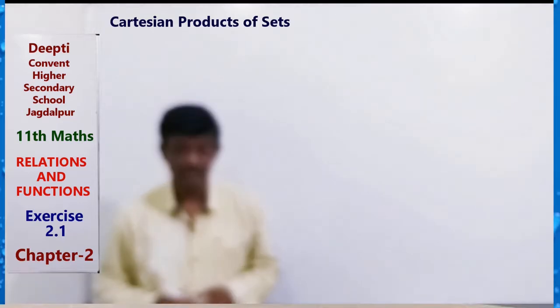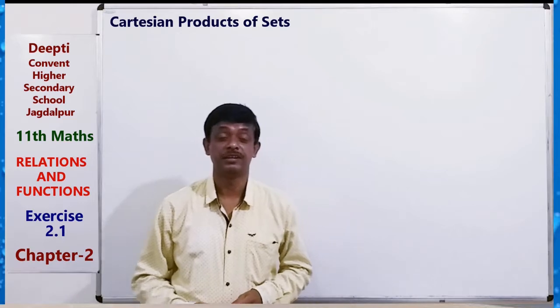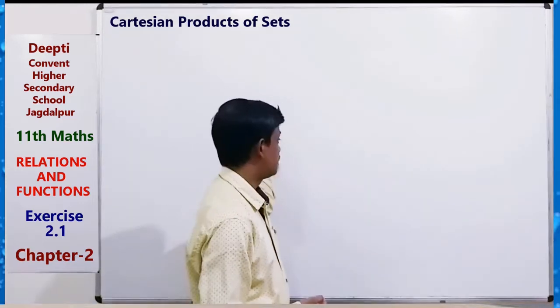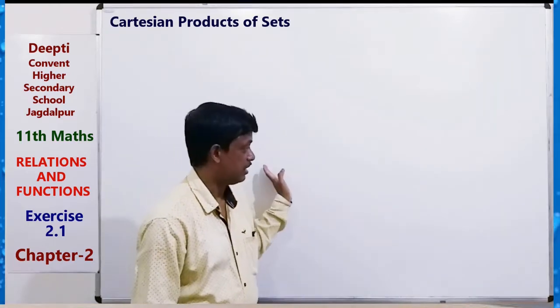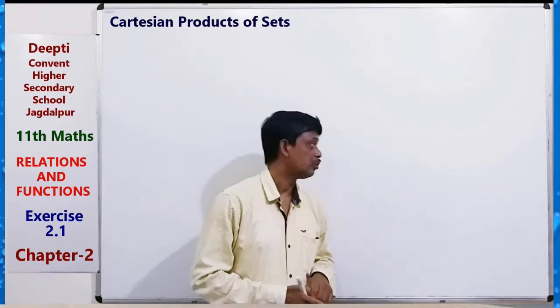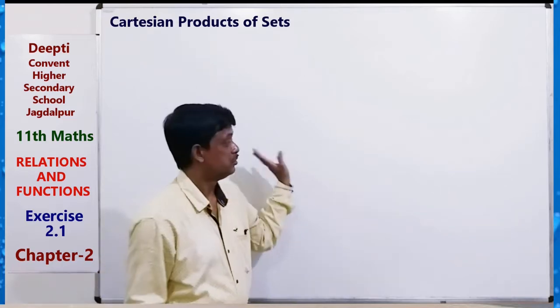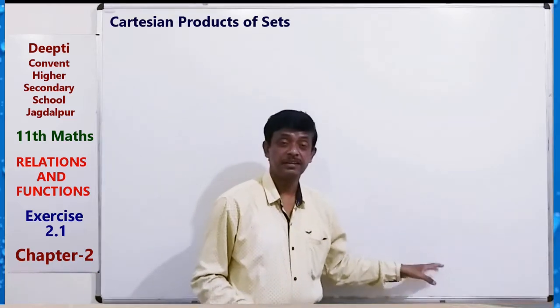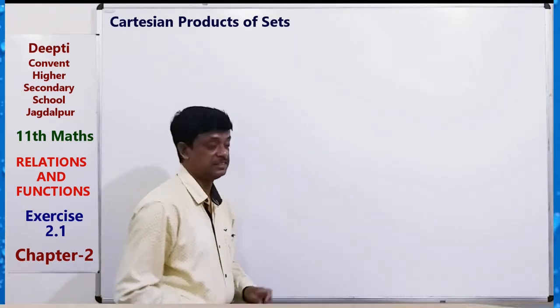The Cartesian product is important for defining a relation, and the main thing is that for defining a function we are using a relation, that is, a representation of sets, a relation between sets. For defining a relation between two numbers, between two systems of numbers, we are using the Cartesian product.